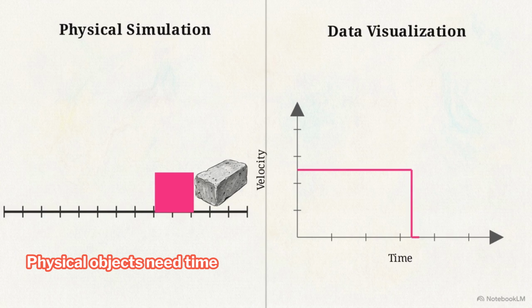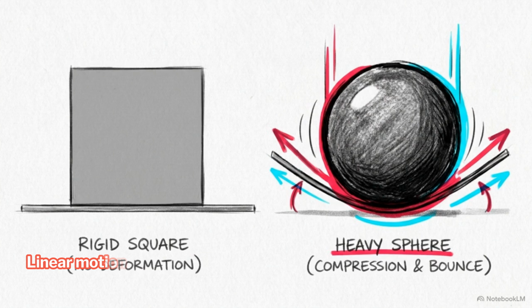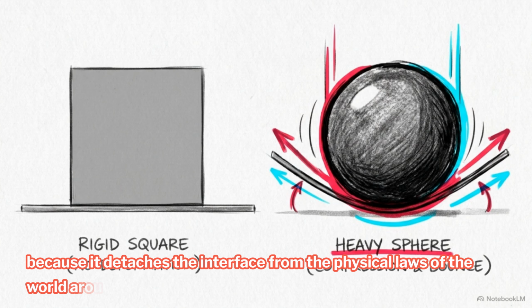Physical objects need time to gain and lose momentum. Ignoring this creates a programmed imitation, not a real interaction. Linear motion fails in UI design because it detaches the interface from the physical laws of the world around us.